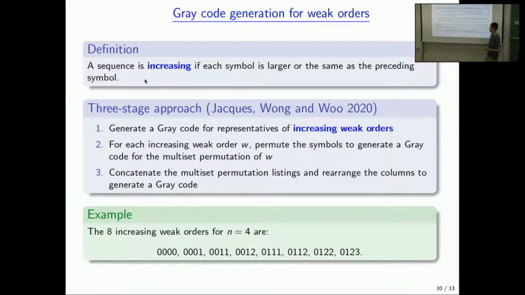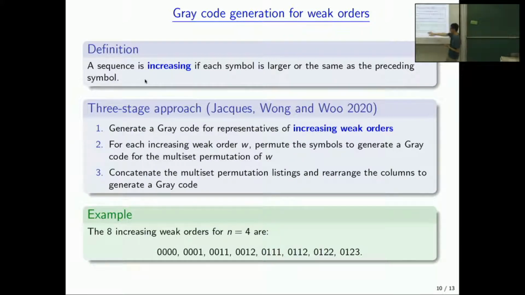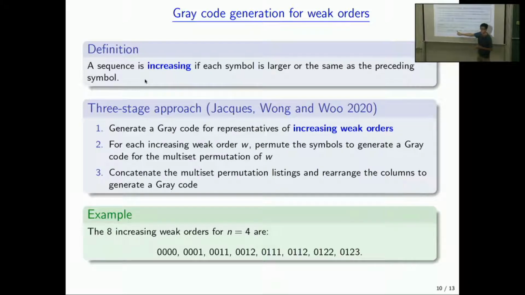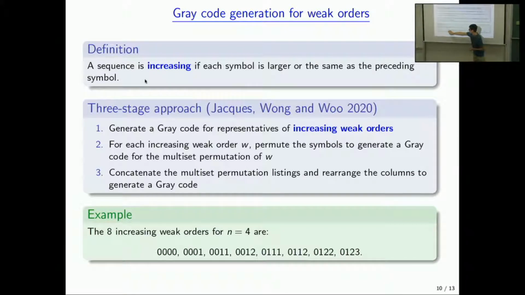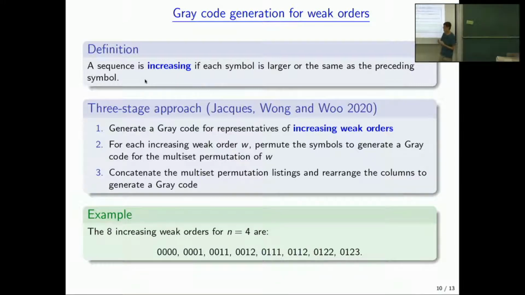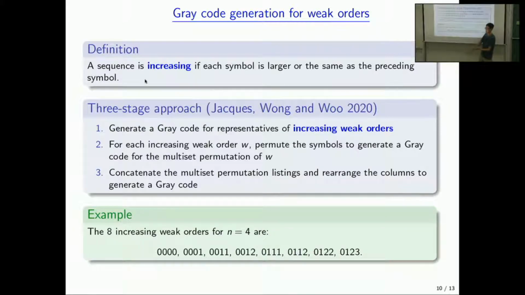So for example, for all the weak orders, if they are increasing, these are the only 8 increasing weak orders for n equal to 4. You will see that each symbol must be larger than or equal to the symbol before. So the big idea is, first, we try to generate a Gray code for these, which is the increasing weak order. And then second, once we have this representation, we try to permute them to generate the rest of the weak orders. The idea is basically like that.